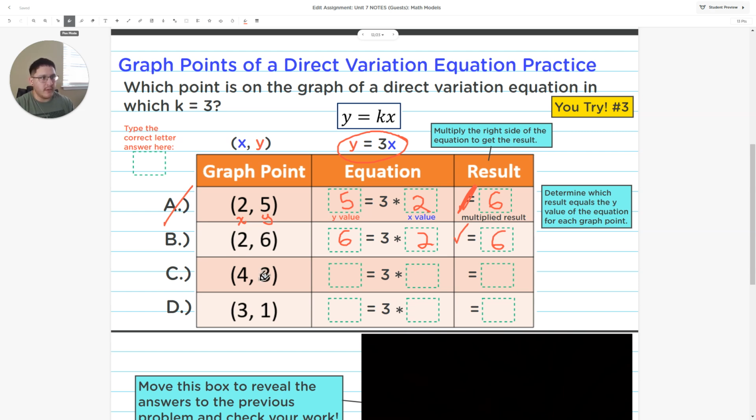Let's check the rest. 3 is the y value for letter C, and then 4 is the x value. 3 times 4 is 12. 3 equals 12? Doesn't make sense. C is not our answer. Letter D. X is 3, y is 1. So 3 times 3 is 9. 9 equals 1? Not true. Therefore, the only answer that makes sense is letter B.